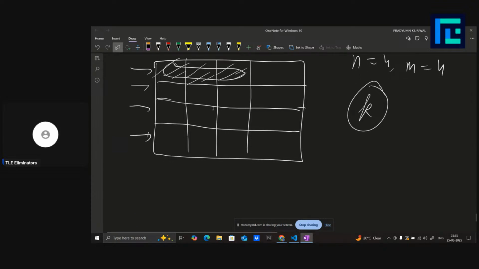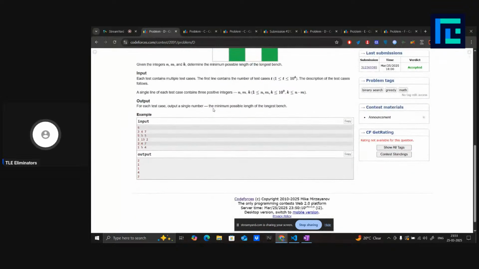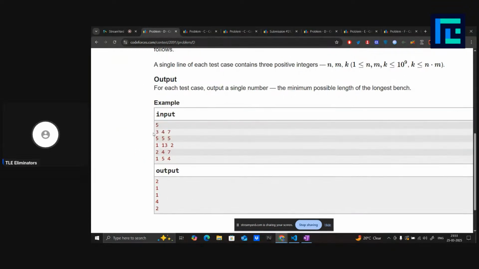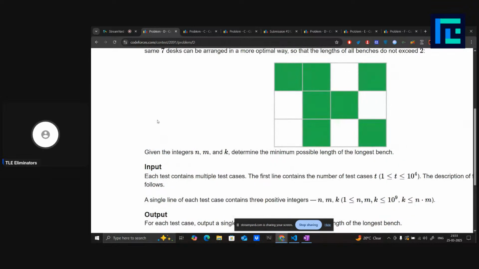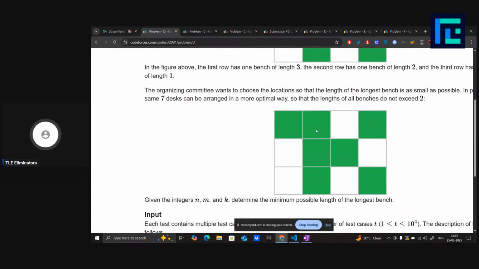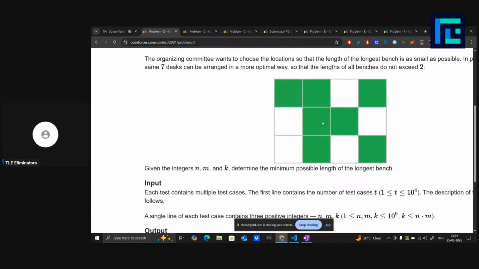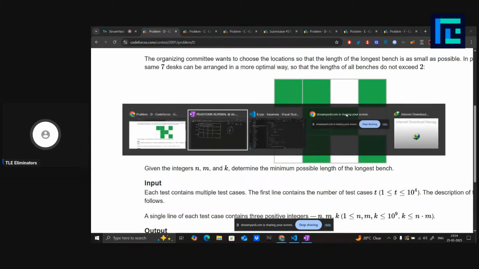So yeah, that is the problem. And how to solve it? Let's see. So okay, 3 4 7. The answer is 2, because that was just the sample explanation: for 3 rows and 4 spots and 7 people, you can arrange it like this, and you will have no more than two sized benches, right? And you cannot do it with one size benches.